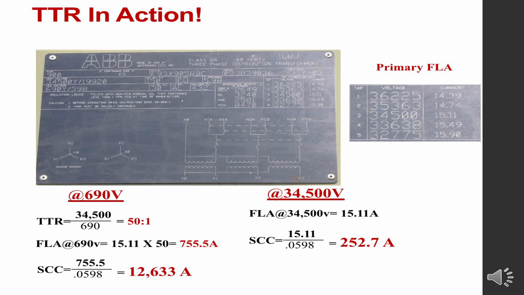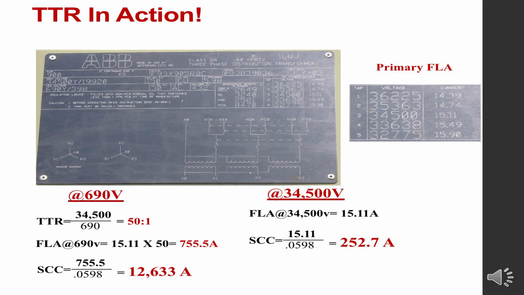To figure out the short circuit current, we would just take the full load amps divided by the impedance of the transformer as a decimal, which is 0.0598. And that means on the low voltage or 690 volt side of that transformer, if you got a short circuit going, the system would produce 12,633 amperes of current flow. That's the side you'd be working on.